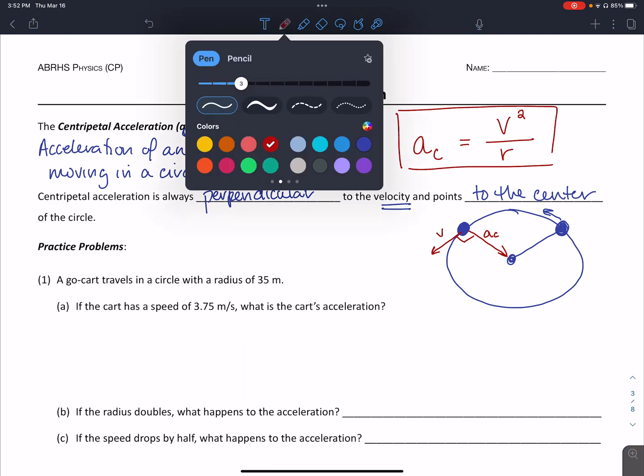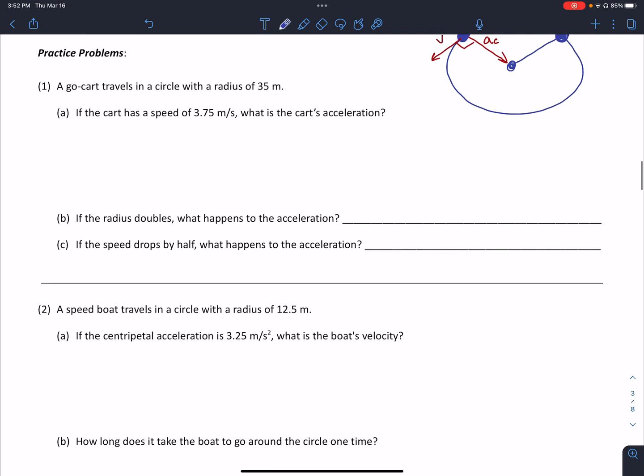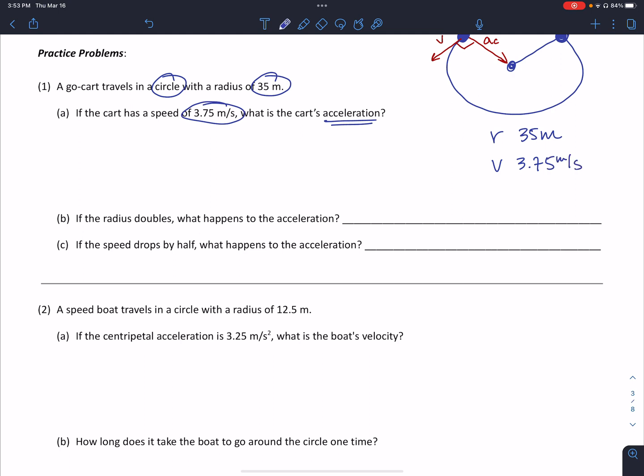To get a little bit of practice, we're going to try these two problems. A go-kart travels in a circle with a radius of 35 meters. If the cart has a speed of 3.75 meters per second, what is that cart's acceleration? Let's look at what we know. We have a radius of 35 meters and a velocity of 3.75 meters per second. I know that centripetal acceleration is that velocity value squared divided by the radius. So (3.75 meters per second) squared divided by 35 meters.